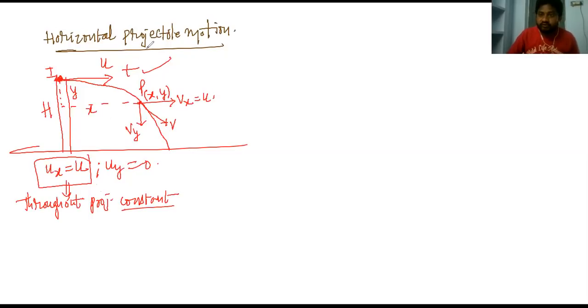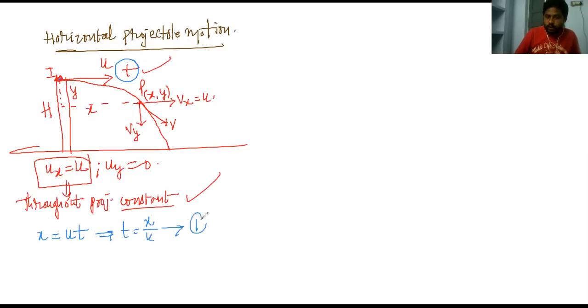Because there is no force acting on the particle in the horizontal direction. Only force acting is in the vertical direction because of the acceleration due to gravity. Remember this. Now, I can say x, the horizontal distance, is equal to horizontal speed into time t. T is the time taken by the particle to move from here to here. So from here, I can write t is equal to x by u. Just keep this as equation number 1.